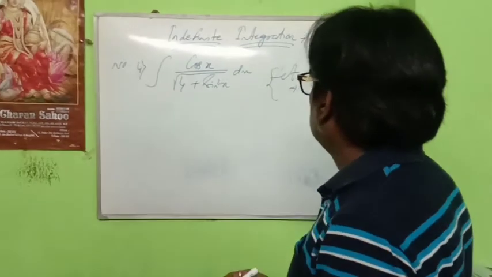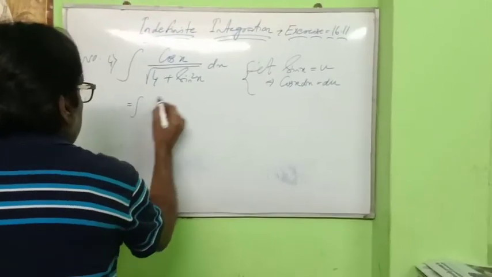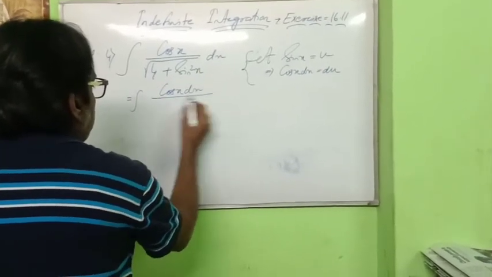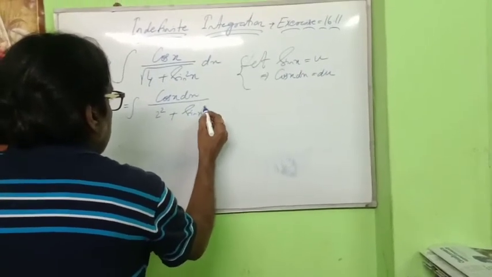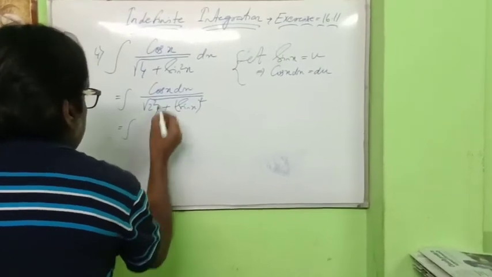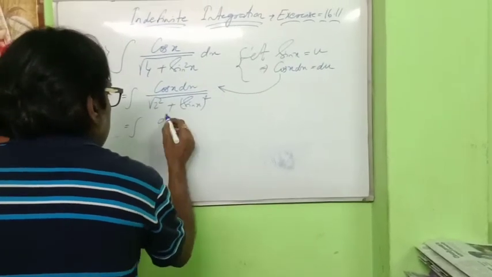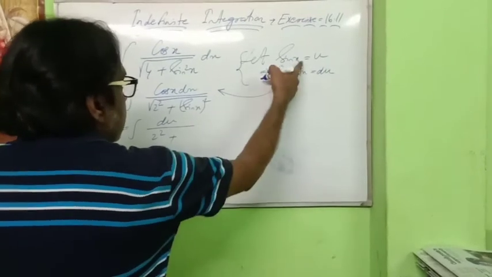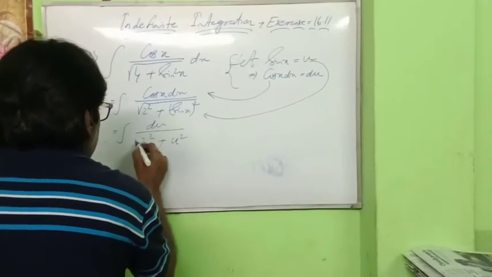Now, I am writing here: cos x dx by root over 4, which means 2 whole square, plus sin x whole square. The integration of cos x dx is du, and this is 2 whole square plus sin x, which is u, that is u square, root over.